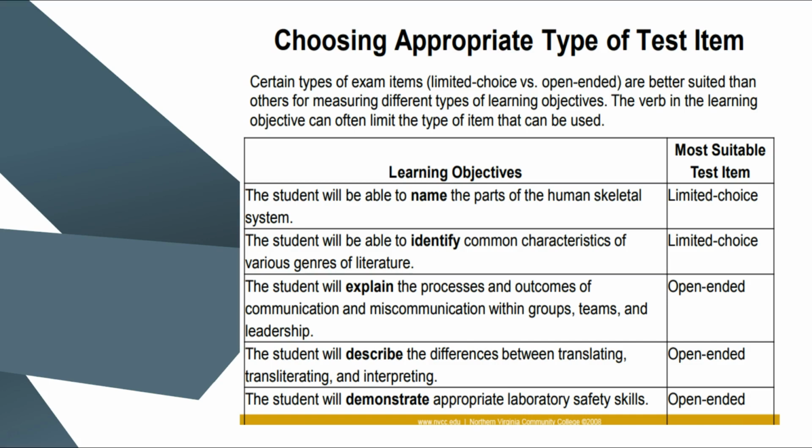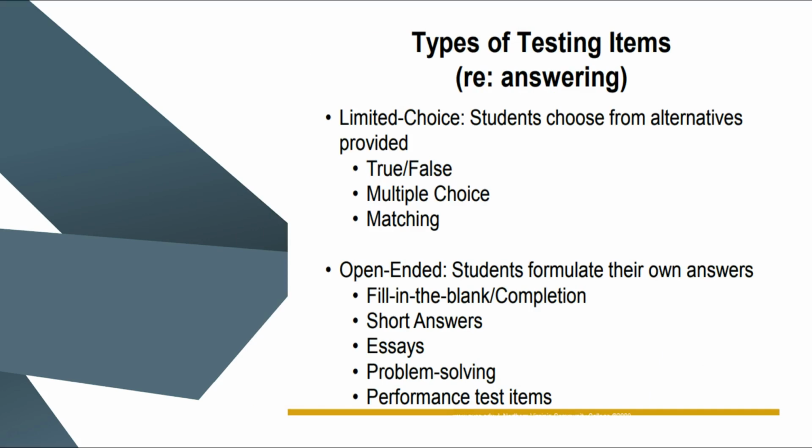Certain types of test items are better suited for assessing exactly what you want to measure and increase the validity of assessment. Two examples of question types are limited choice or open-ended questions. Limited choice items are exactly what the name suggests, limited to a few choices. Some examples are true or false, multiple choice, and matching questions. On the other hand, open-ended questions generally require higher levels of thought and synthesis. Some examples are fill-in-the-blank questions, short response questions, essays, problem-solving scenarios, and performance tests.